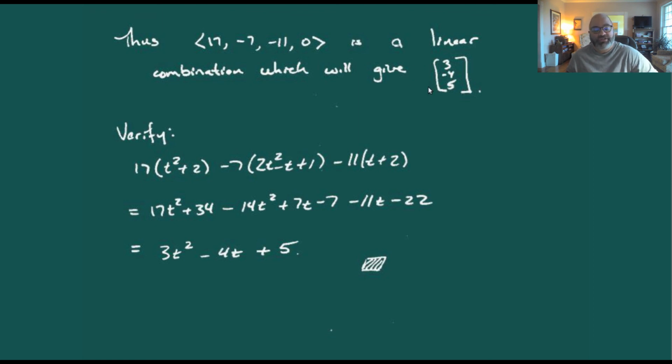If we want to verify that that really does happen, then we've got 17 times t squared plus 2, minus 7 times t squared minus t plus 1, minus 11 times t plus 2, which gives us 17t squared plus 34 minus 14t squared plus 7t minus 7 minus 11t minus 22. Combine all of those terms, and sure enough, we do get down to 3t squared minus 4t plus 5.